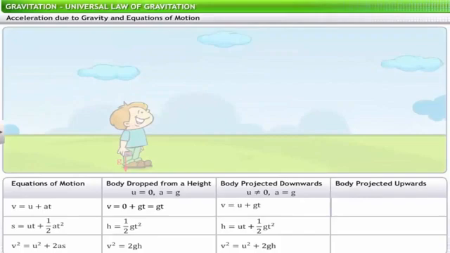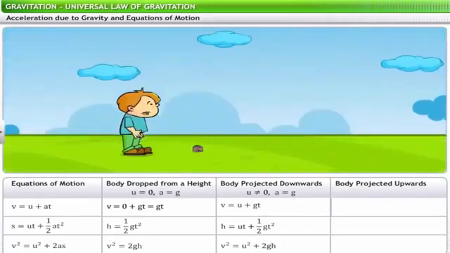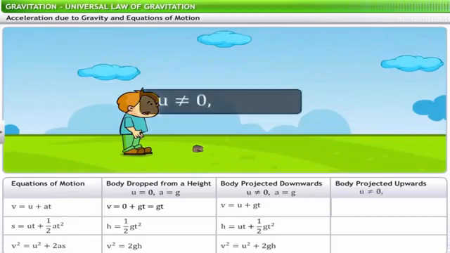However, in the third case, the body is projected vertically upward. In such a scenario, the velocity of the body decreases as the body ascends. Therefore, the acceleration of the body becomes negative. By substituting a is equal to minus g in the three equations, we get the revised equations as shown.